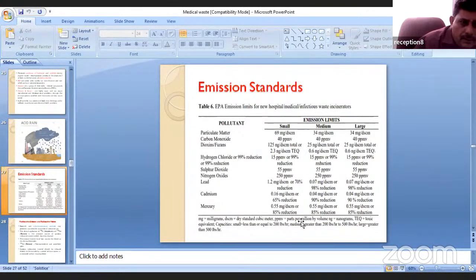Then emission standard. Every hospital or medical laboratory, whatever it may be, should monitor the emission standard when we incinerate or dispose of any biomedical agent. Here, the chart depicts the emission standard of different chemical components in air. The table illustrates that in the small hospital, the quantity of particulate matter, carbon monoxide, dioxin, cadmium, mercury, and some more chemical components would be so high when compared to medium and large hospitals.